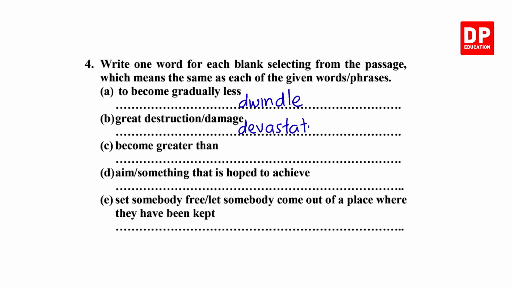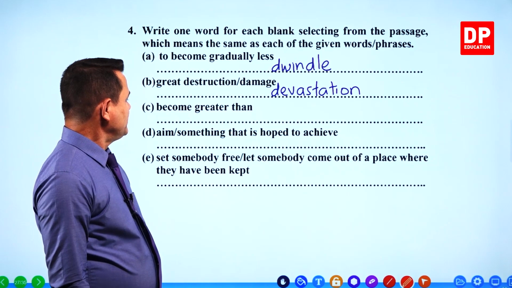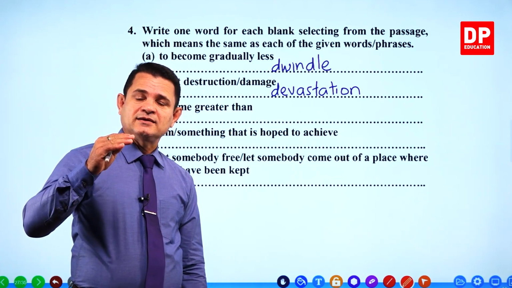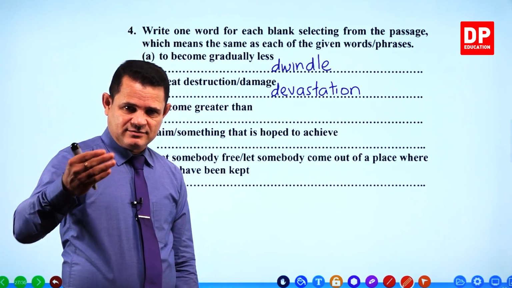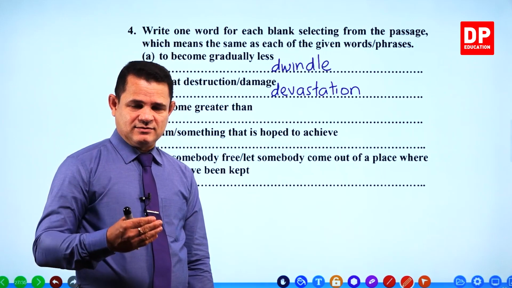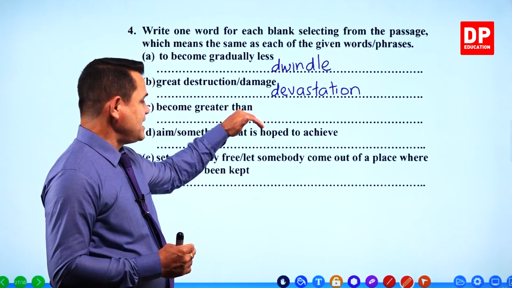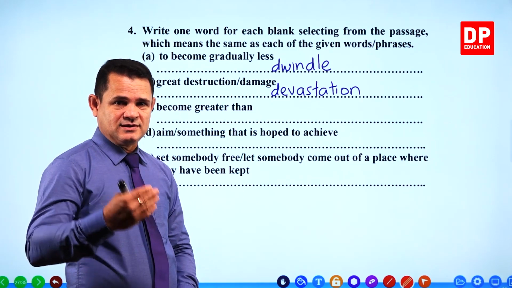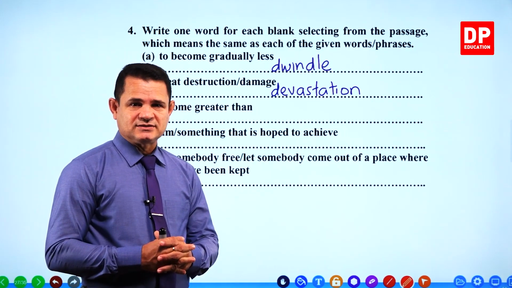Right. Let's look at the next one. Become greater than. ඊට වඩා යම් කිසි තත්වයකට වඩා ඊට වඩා ඉහළට යනවා. වැඩි වෙනවා. හොඳ වෙනවා. Now යමකට than යම් කිසි තත්වයකට වඩා වැඩි හොඳ වෙනවා. Become greater. We call it surpass.